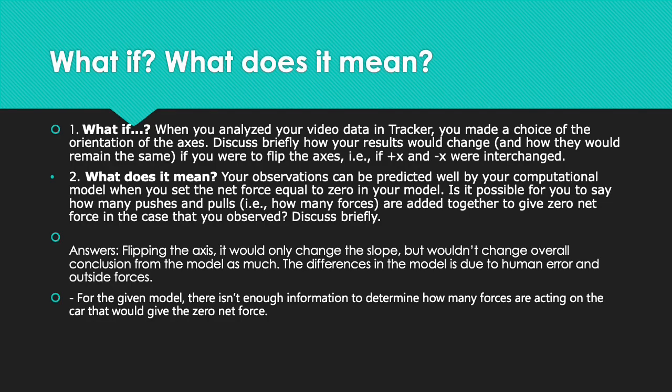Okay, so what does it mean? I'll speed through this quick. We had these questions in our lab report to analyze. First, flipping the axis would only change the slope, but wouldn't change the overall conclusion from the model as much. The differences in the model are due to human error and outside forces. For my second answer, I put that for the given model, there isn't enough information to determine how many forces are acting on the car that would give that zero net force. We have just so many things that we could include. So that would be my final conclusion.